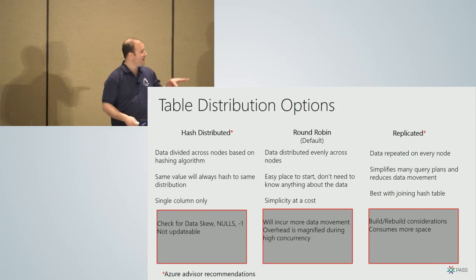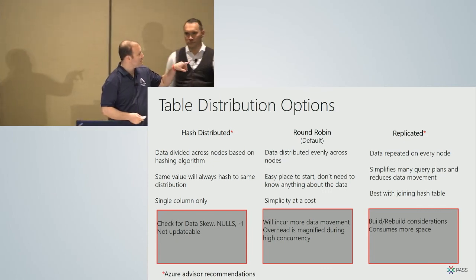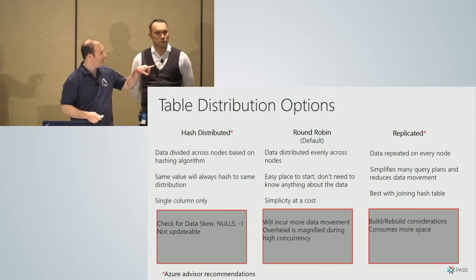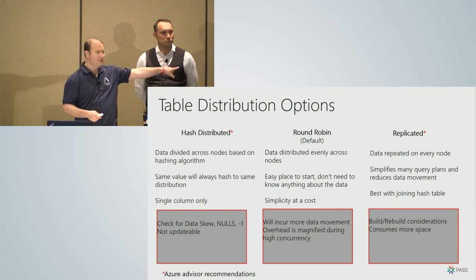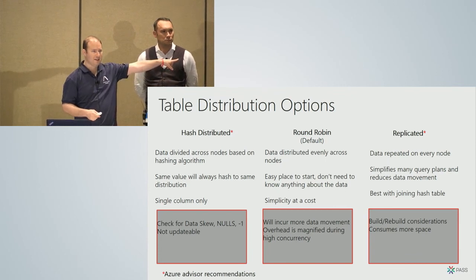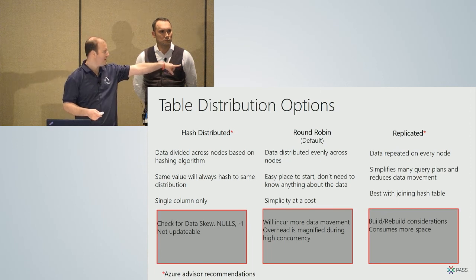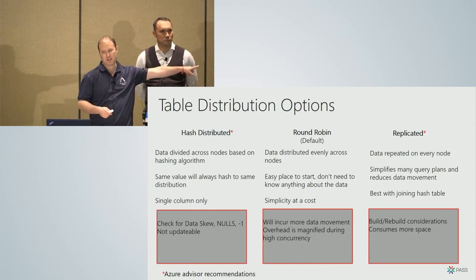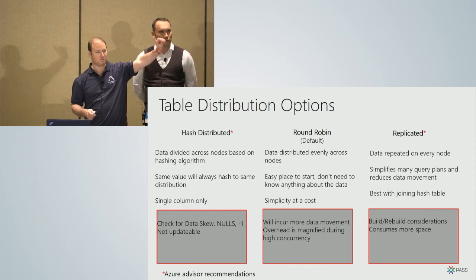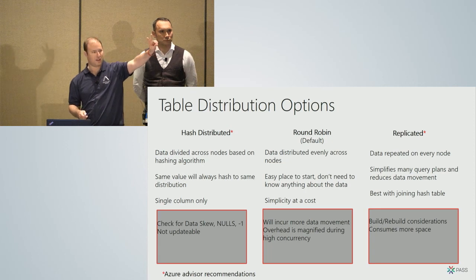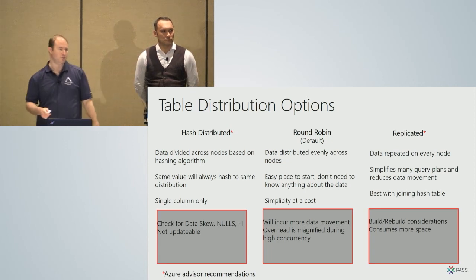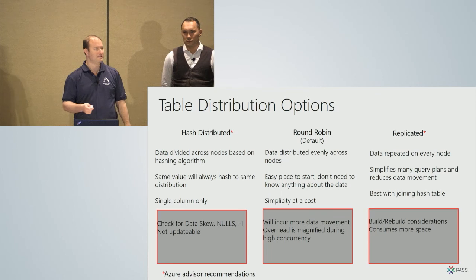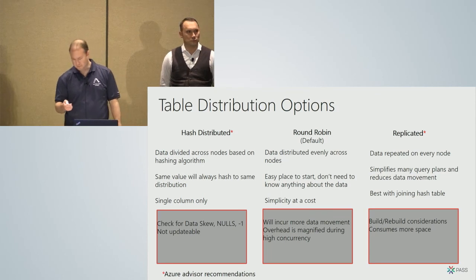I did put a star next to the hash distributed and the replicated tables because we did just announce, either at Ignite or recently here at PASS, that we have some Azure Advisor recommendations for these 2 options. So now in Azure Advisor, you can get recommendations around distribution and skew and whether a table might benefit by being replicated.